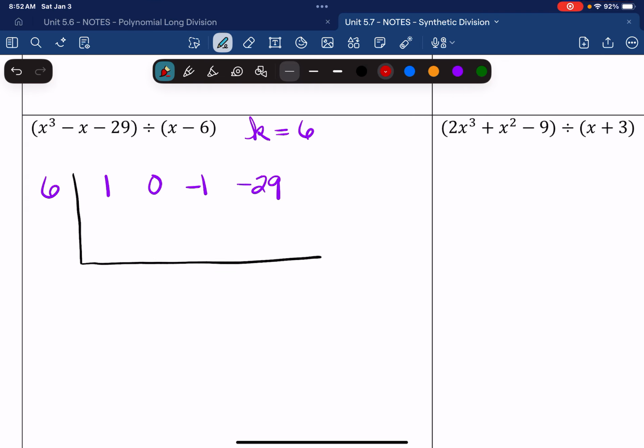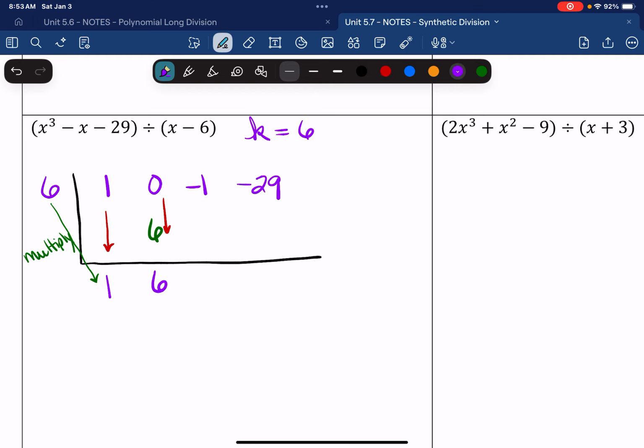Okay, so remember, we want to drop down our 1 first, and then we multiply. I'm going to go ahead and draw the arrows in case you guys want to put them on your paper. 6 times 1, remember we're going to multiply. We're going to go diagonally. We multiply. 6 times 1 gives us 6. And then we combine or add going straight down. 0 plus 6 gives us 6.